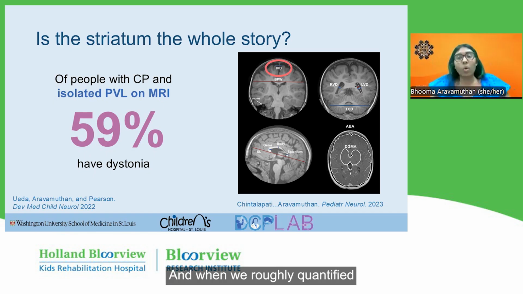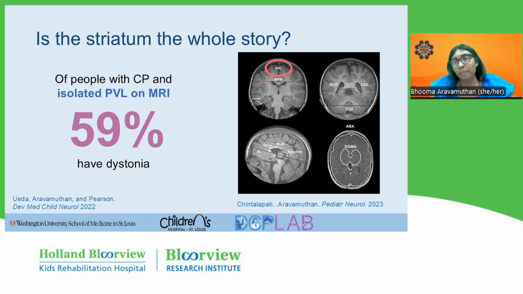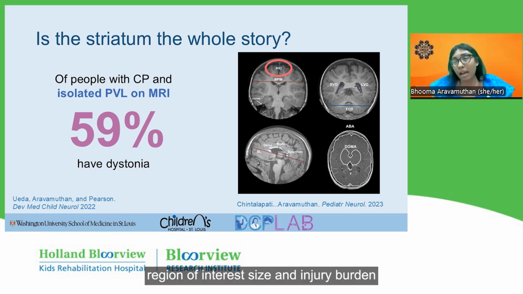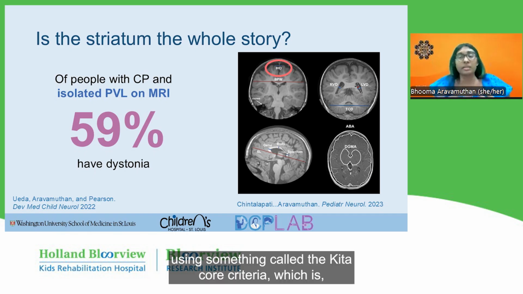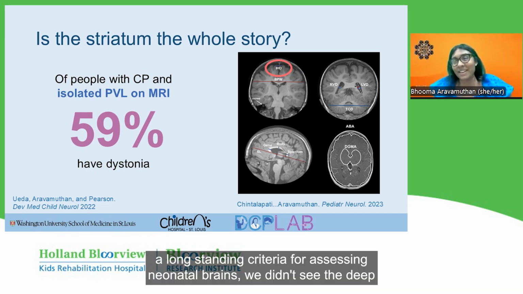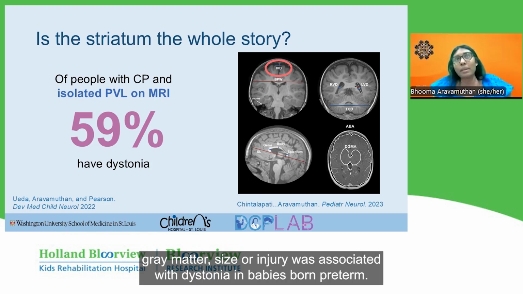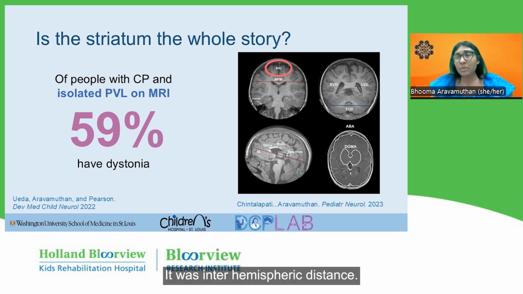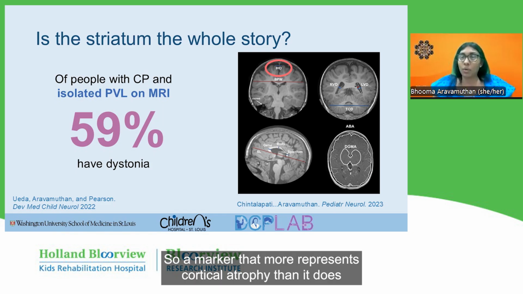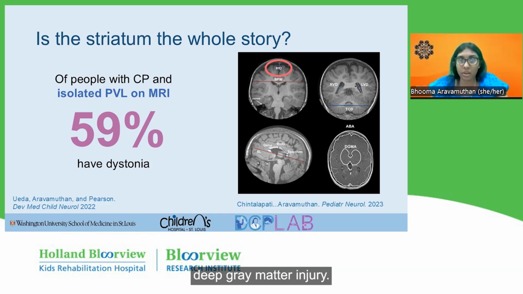And when we roughly quantified region of interest size and injury burden using something called the Kitakoro criteria, which is a longstanding criteria for assessing neonatal brains, we didn't see that deep gray matter size or injury was associated with dystonia in babies born preterm. It was interhemispheric distance, a marker that more represents cortical atrophy than it does deep gray matter injury.